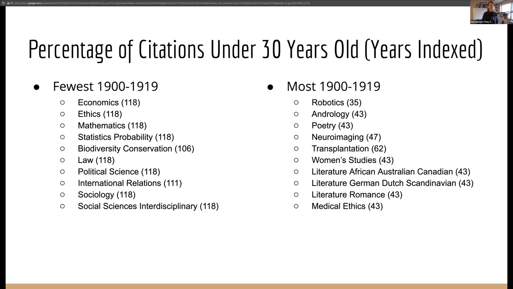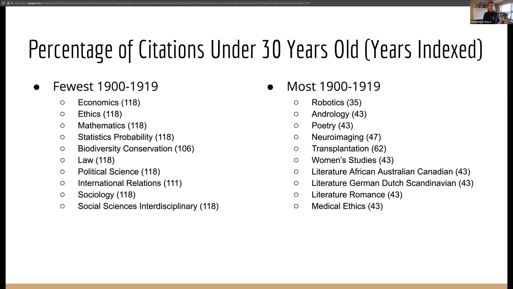So now, percentage of citations under 30 years. This is sort of my stand-in for it's related to the oldest, but this time it's a consistent usage over time. Looking at percentage under 30 years, if it's a low number, that means there's a lot over 30 years. And so that Fewest list looks pretty familiar. I mean, all of these are very interrelated disciplines.